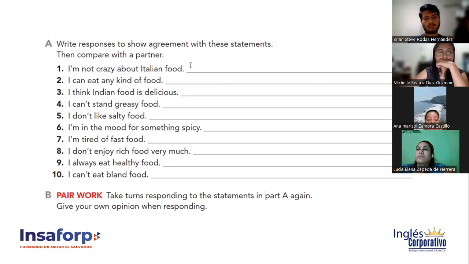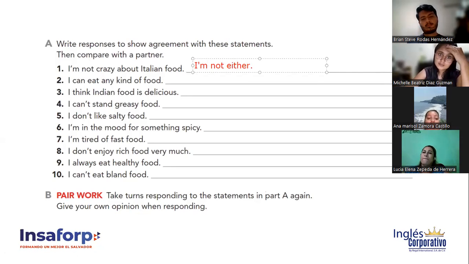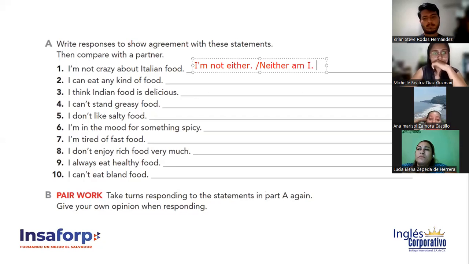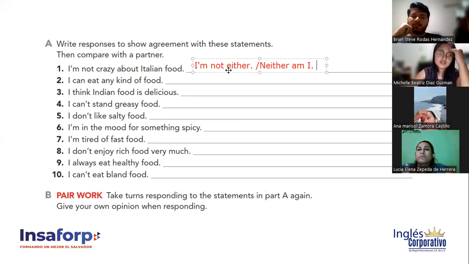Vamos a ver, ¿qué dirían ustedes? ¿Cuál sería la respuesta para decir yo tampoco? I'm not crazy about Italian food. We have to show agreement. I'm not either, or neither. Neither am I. Exactly. Esas son las dos maneras en cómo podría responder. I'm not crazy about Italian food. I'm not either. Neither am I. Or me neither, como dijo Roel. Pero quiero enseñarles esta otra manera.